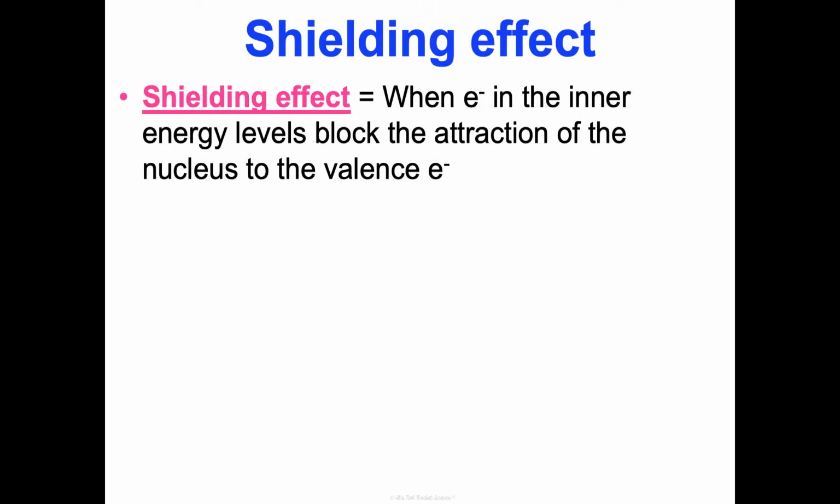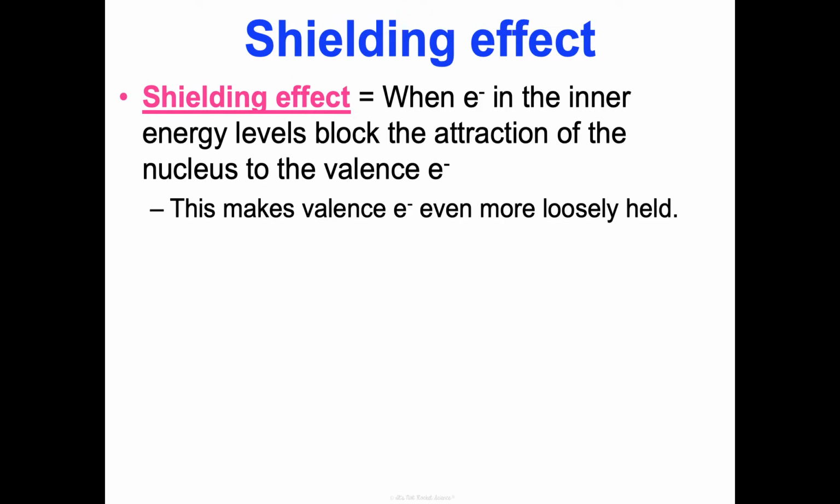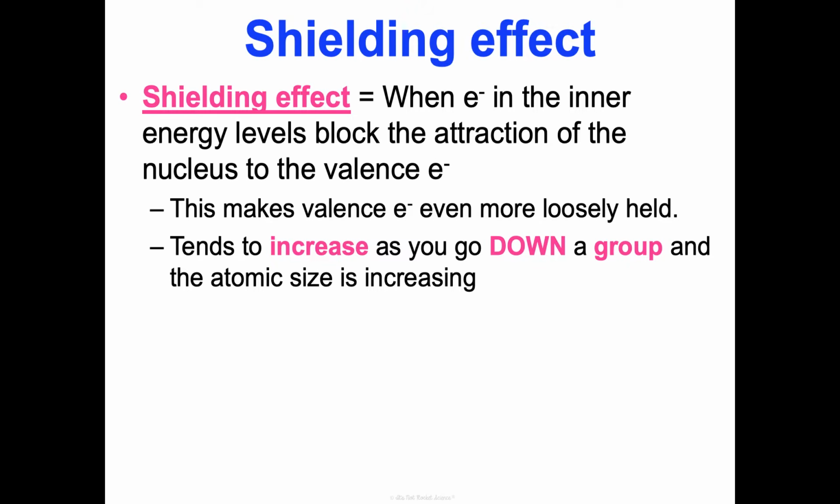So if you have so many core electrons and so many energy levels between the nucleus and the valence electrons in the outermost energy level, they can start to block that positive charge and that positive attraction from the nucleus. That makes the valence electrons held even more loosely, and they are even more readily available to be given away to form bonds in order to be stable, like we see in cesium.